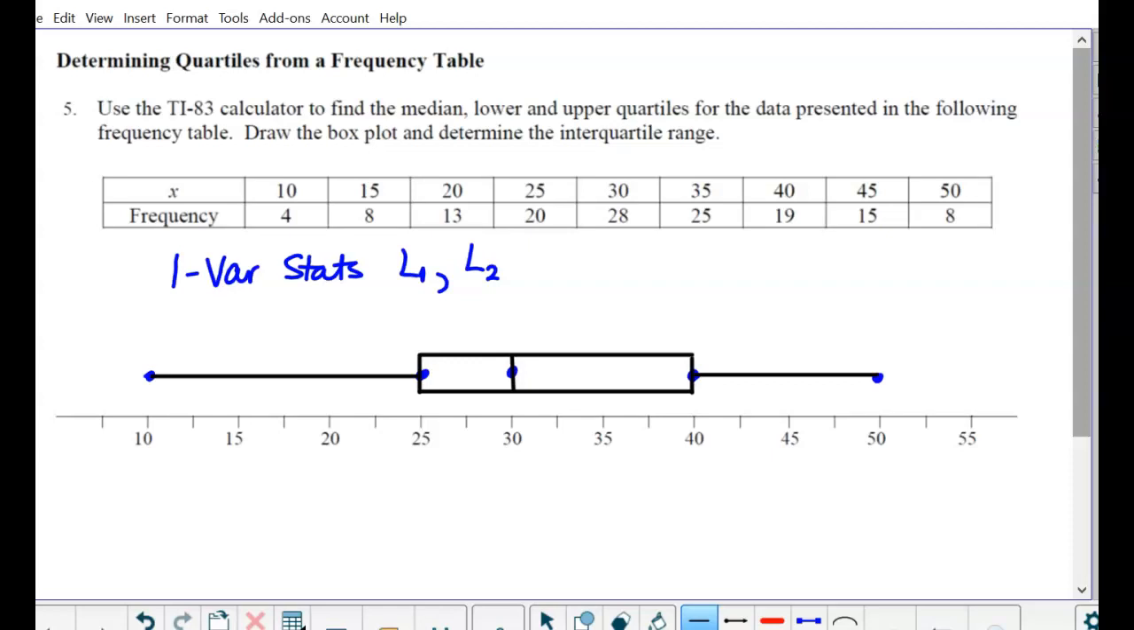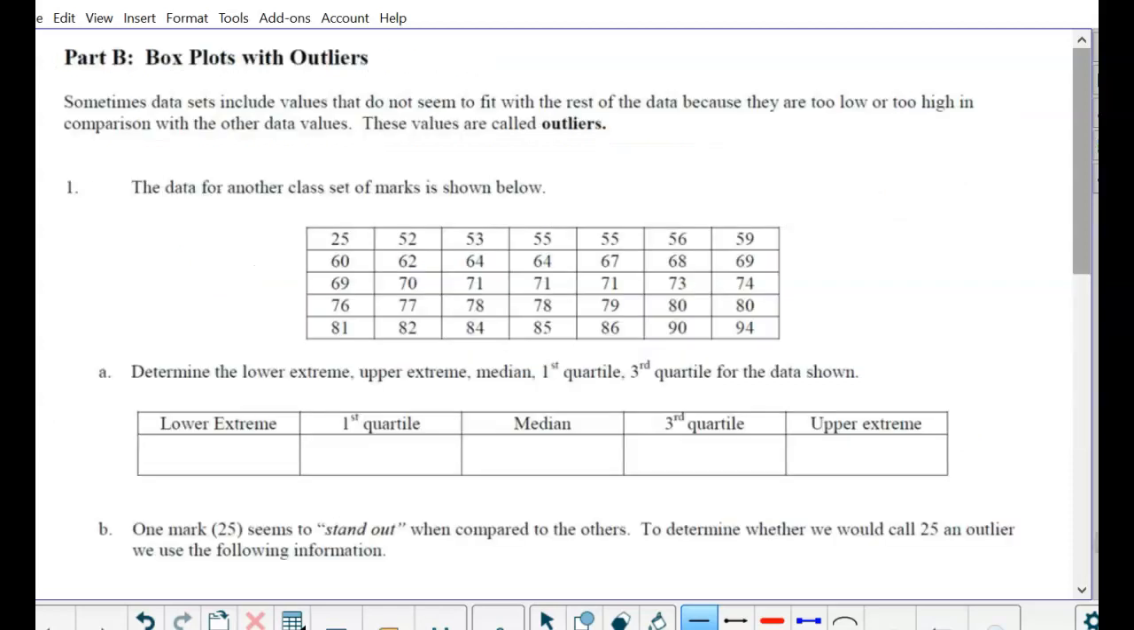So, turn over, we're looking at box plots with outliers. What does that mean? Well, sometimes data sets include values that do not seem to fit with the rest of the data because they are too low or too high in comparison with the other data values. These are called outliers. So data for another class set of marks is shown below.